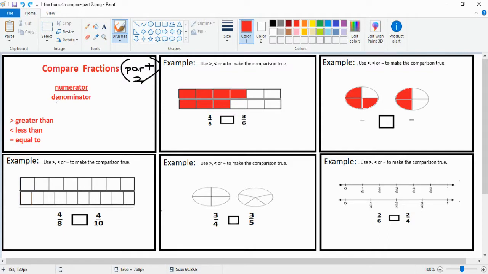We have our vocab, numerator, denominator. We'll talk about those as we come across them. And when we compare, we have our symbols greater than, less than, or equal to. So let's go through the first example.